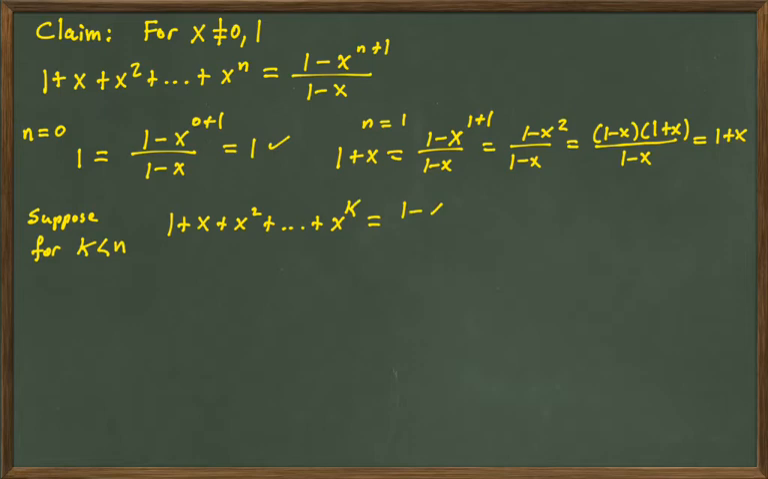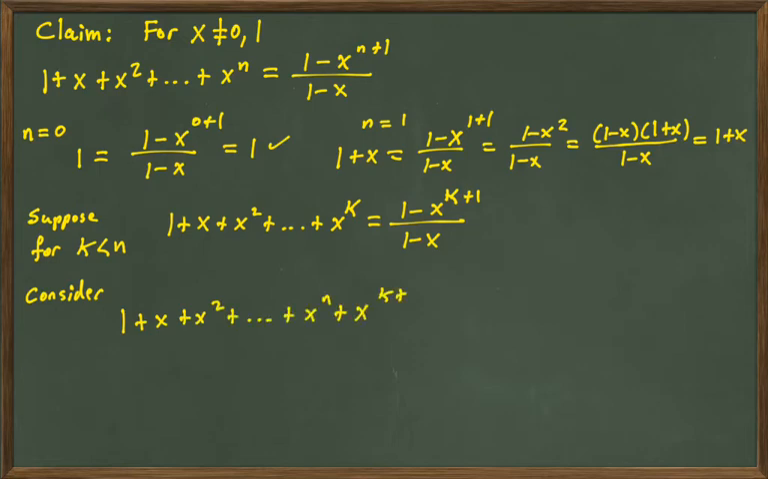That's going to be equal to 1 minus x to the k plus 1 all over 1 minus x. So that's our induction hypothesis. Now we're going to consider the next term in the sequence, which would be x to the k plus 1, and so we're going to add that in. So 1 plus x squared all the way out to x to the k and x to the k plus 1. Sorry, this should be a k here.